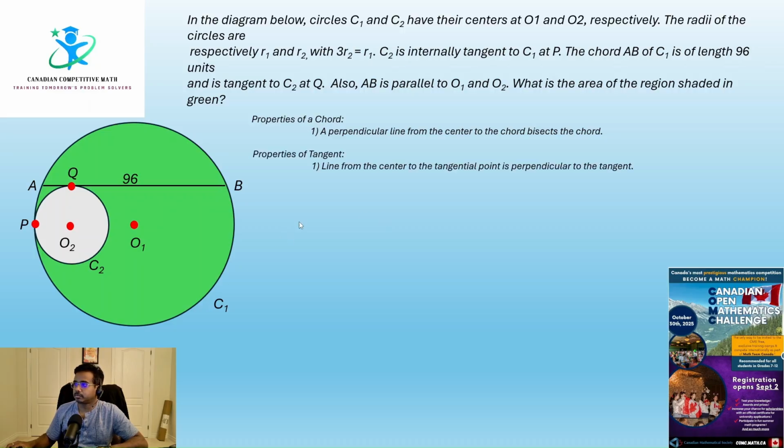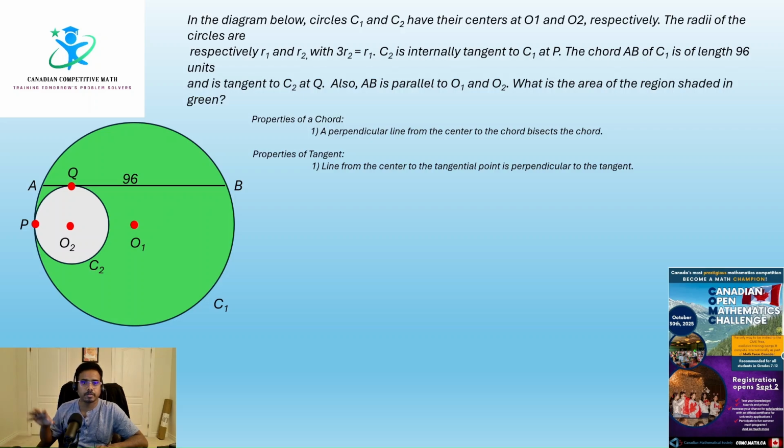Next, a line from the center to the tangential point is perpendicular to the tangent. If I take circle C2, its center is O2. If I draw a line from O2 to the tangential point Q, that line O2Q will be perpendicular to AB. Keep these two principles in mind.